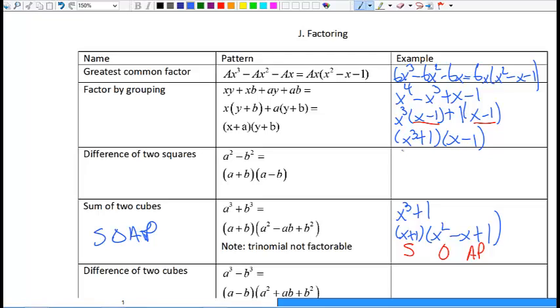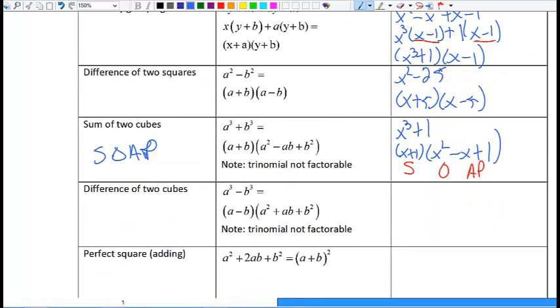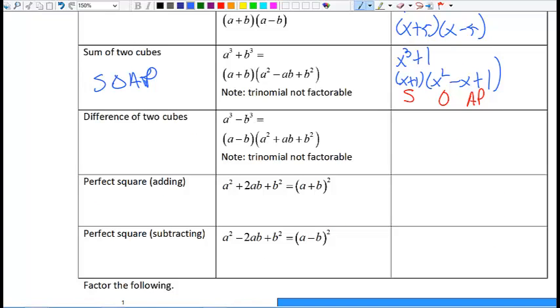Go back up to difference of two squares. So let's do x squared minus 25, which factors into x plus 5 and x minus 5. Little side note I've seen students get upset about. Whether you put the plus 5 or the minus 5 first doesn't matter. Whenever you're multiplying two things, order doesn't necessarily come into play. So x plus 5 or x minus 5 first are both fine.